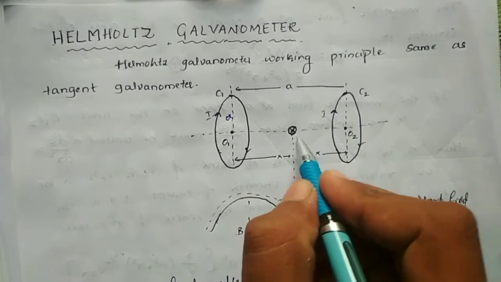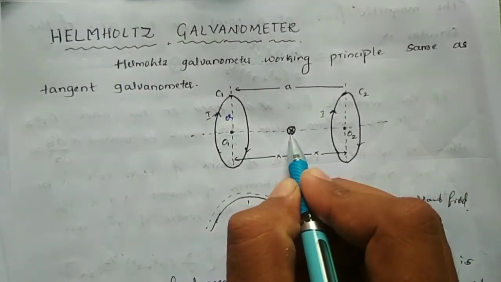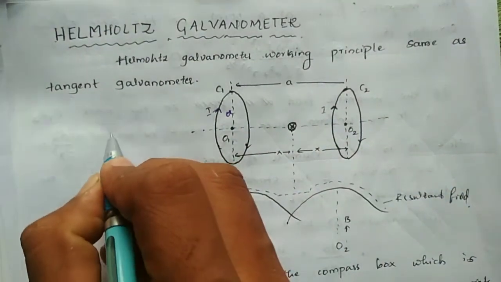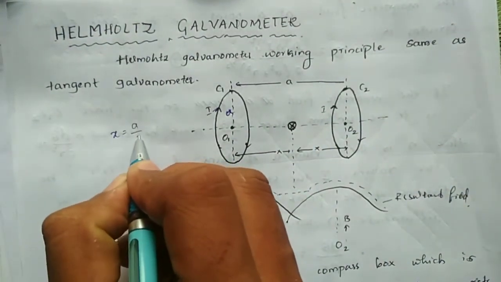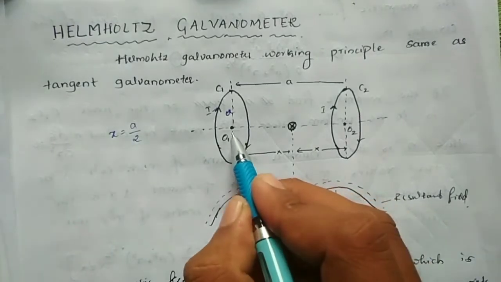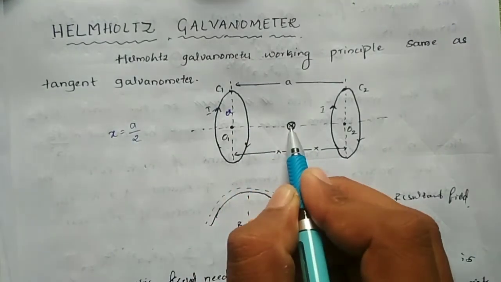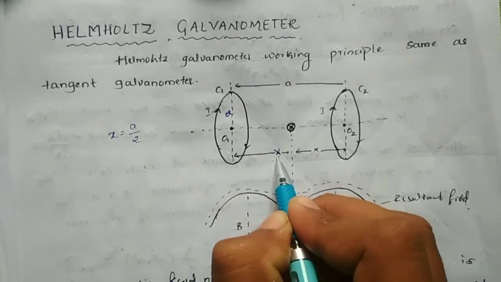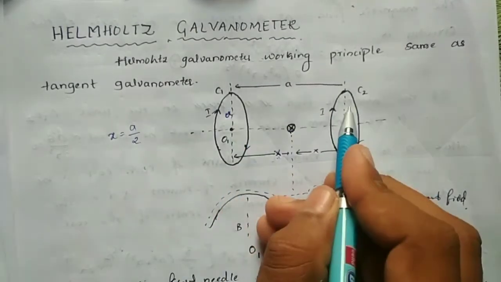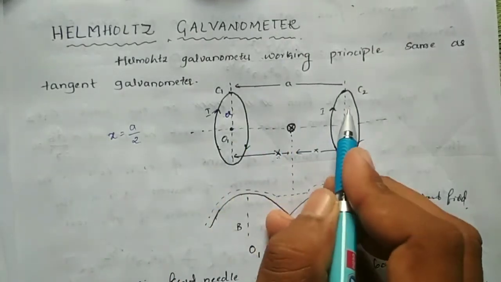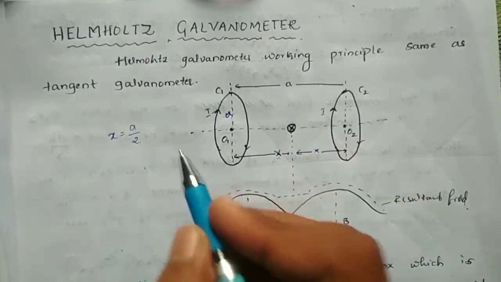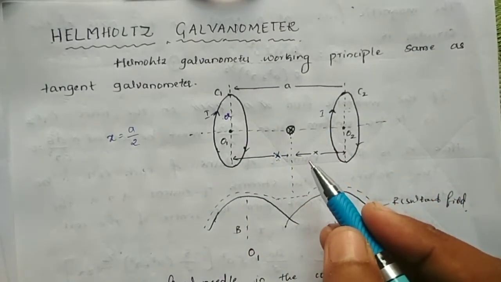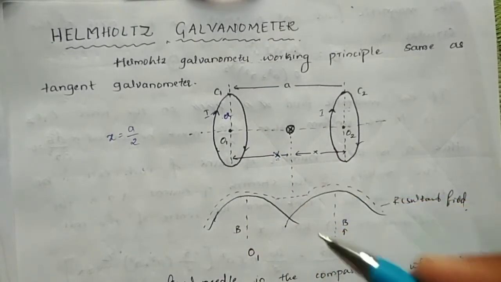The main principle of this Helmholtz galvanometer is that you have to prove that x equals a by 2, meaning the distance between the centers of the coils, x, is equal to the radius of either coil. This is the main principle of the Helmholtz galvanometer, and here we have to prove it.